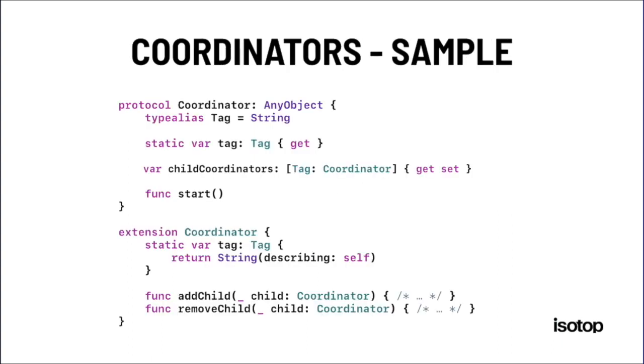Here's a sample from our app. This is the coordinator protocol, or at least parts of it, that we use. We have defined the ability for coordinators to have children, meaning that it's easy to nest coordinators to make our navigation flow really powerful. We also have some useful utility extensions on the coordinator protocol for adding or removing children.